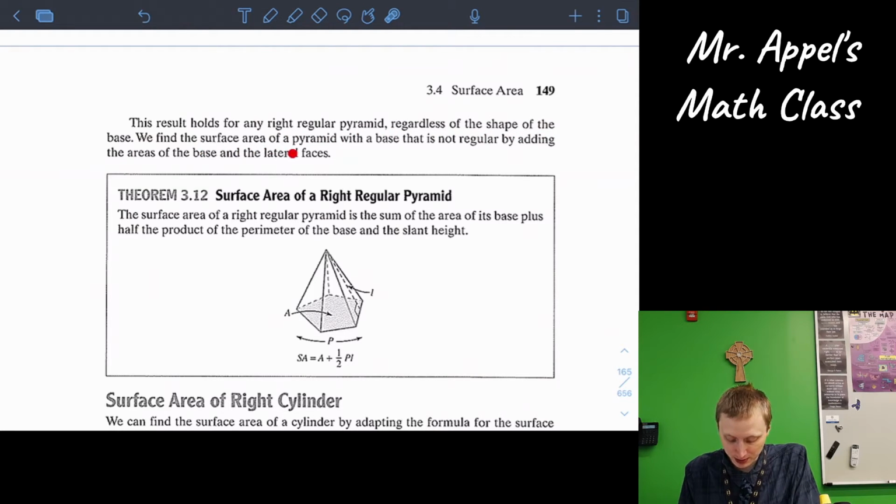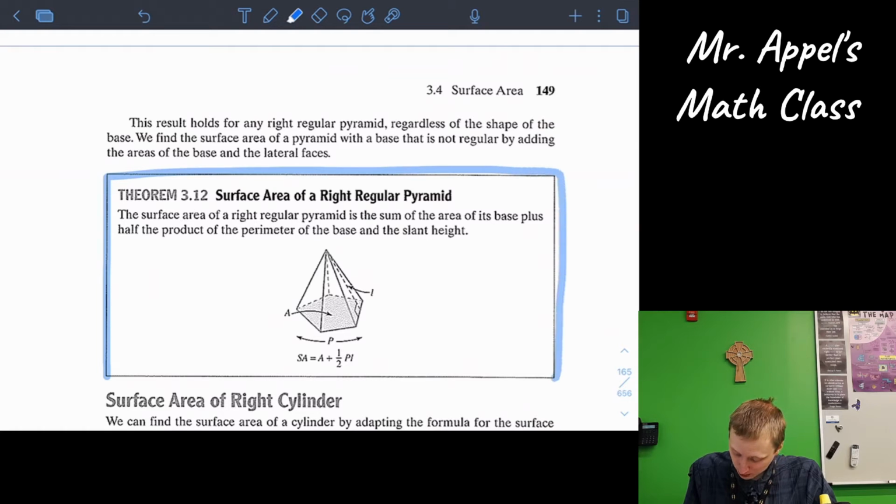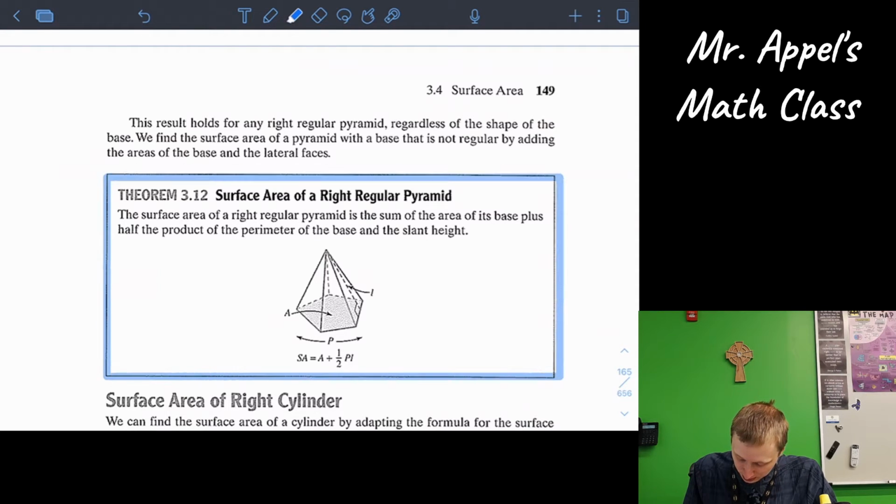We find the surface area of a pyramid with a base that is not regular by adding the areas of the base and the lateral faces. So only if it's a regular one will this work out, because for a regular pyramid, the lateral faces are all identical. If it's not regular, you don't have identical faces, and you can't use this multiplication trick. You will have to add them the old-fashioned way, but that's okay. So go ahead and add this shortcut formula to your notes as well.